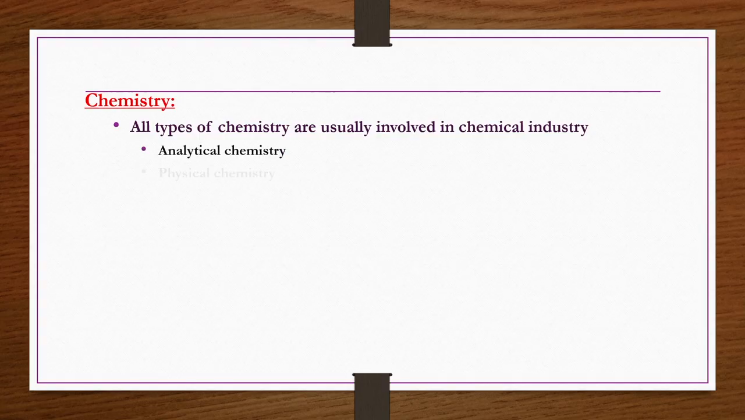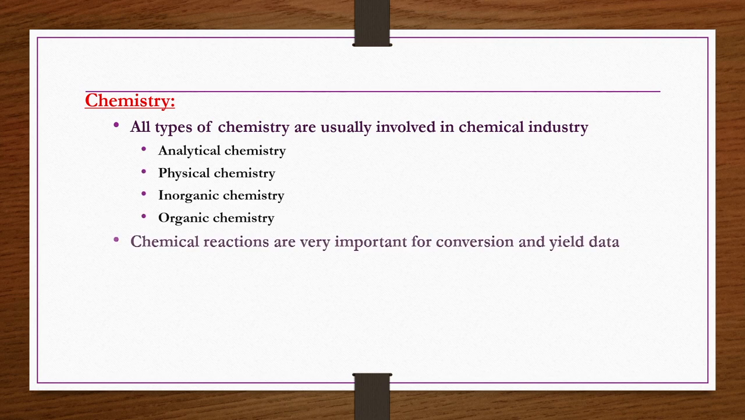What are they? Analytical chemistry, physical chemistry, inorganic chemistry, organic chemistry, and then chemical reactions are very important for the conversion and yield data. This data is essential. This data you usually get from the lab, and then you try to do it in the pilot plant, and then you put it in the industry to cross-check.